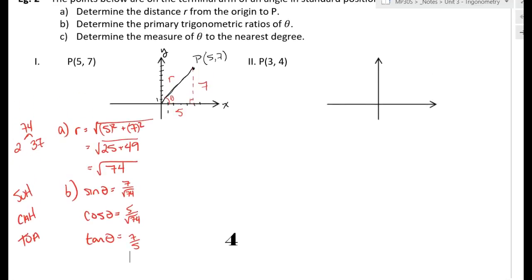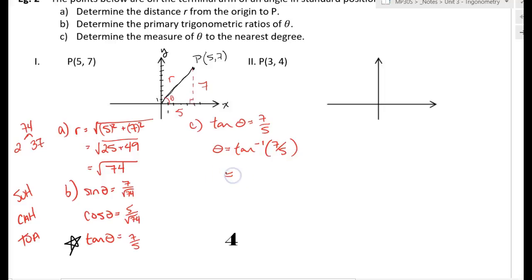Last question is asking to figure out the angle to the nearest degree. You could do this with any of these. I personally recommend sticking with the one that all the values were given to you in the question. So if you made a mistake calculating that R value, it's not going to impact our calculation in another question. So I'm going to use tangent theta equals 7/5, or I can use the rearranged form up in the previous question. So that's theta equals tan inverse of 7/5. And I'm going to punch that into my calculator.